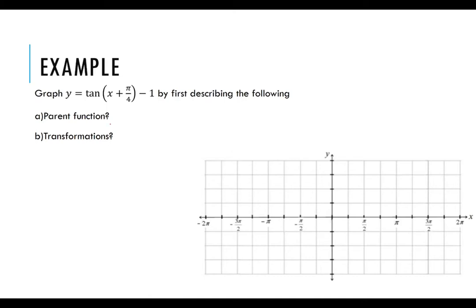We now know what our parent function looks like. So our parent function is tangent of x. And what does the parent function look like? Well, tangent looks like this. And then it just repeats over and over, right? Copy and paste that thing, and it continues again, so on and so forth.